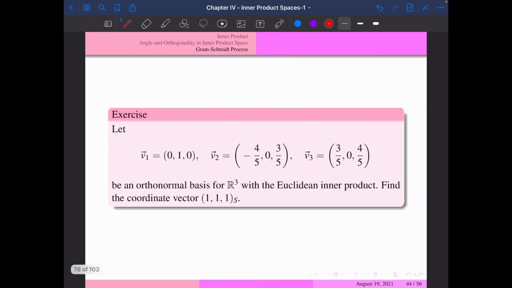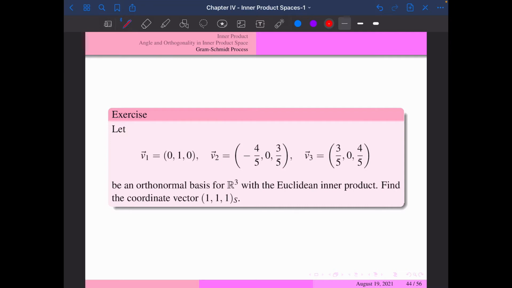Let's move to our example. Let v1 be (0, 1, 0), v2 be (-4/5, 0, 3/5), and v3 be the vector (3/5, 0, 4/5). We know that the set v1, v2, and v3 forms an orthonormal basis for R3 with the Euclidean inner product. Find the coordinate vector of v = (1, 1, 1) with respect to S.